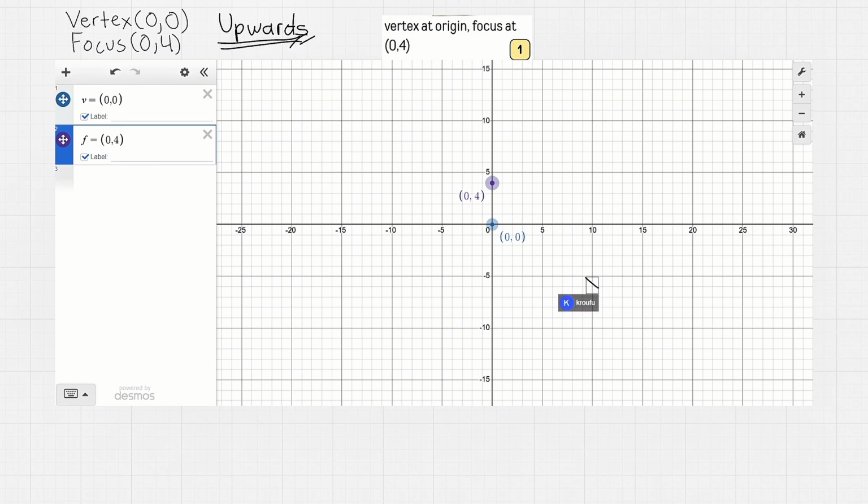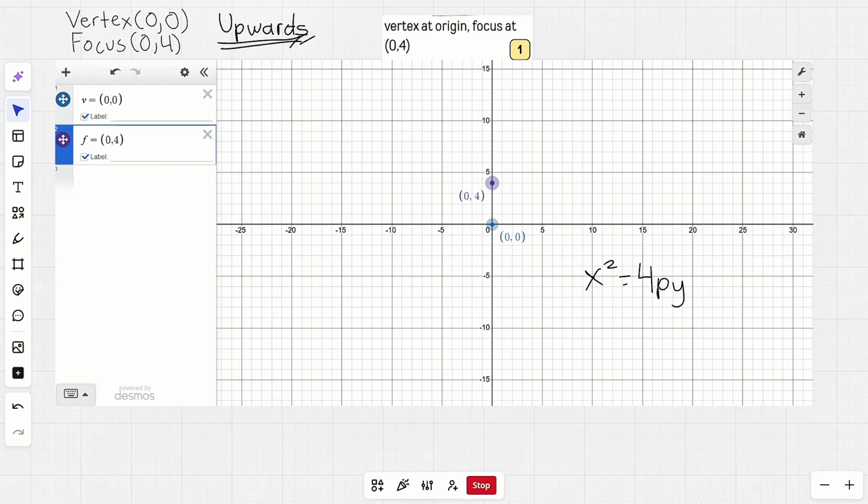The standard equation of a parabola that opens upward and is at the origin is x squared equals 4py. Let's get our p, or the focal length. How do we get our focal length? Like I said, the focal length is the distance from the vertex to the focus. Now we just count from the vertex: 1, 2, 3, 4. So our focal length must be 4 units.